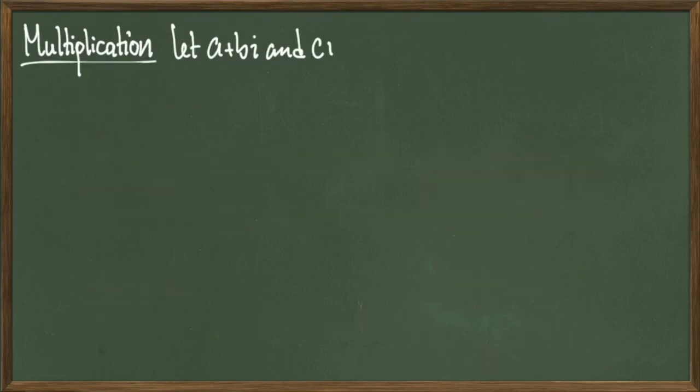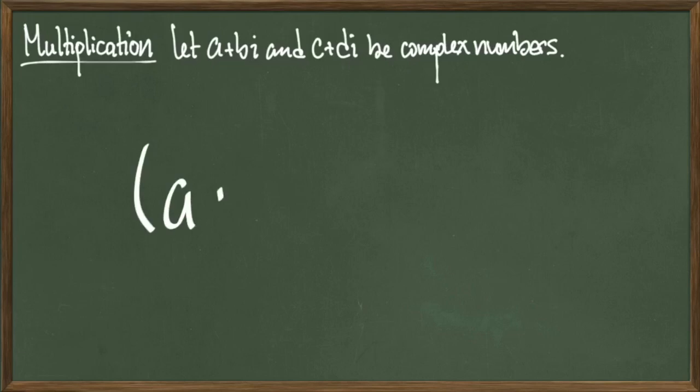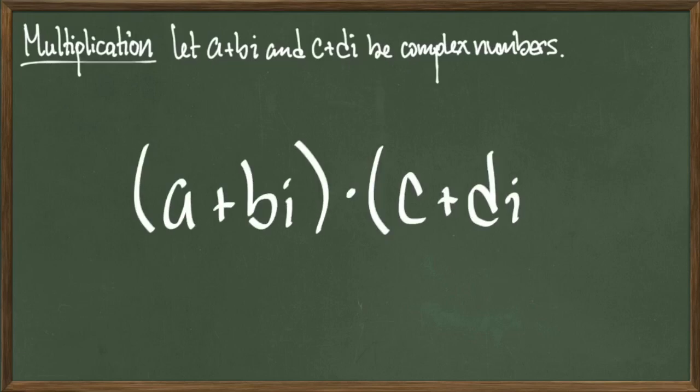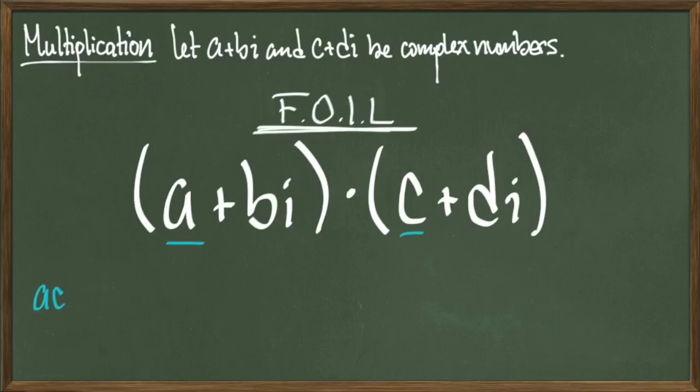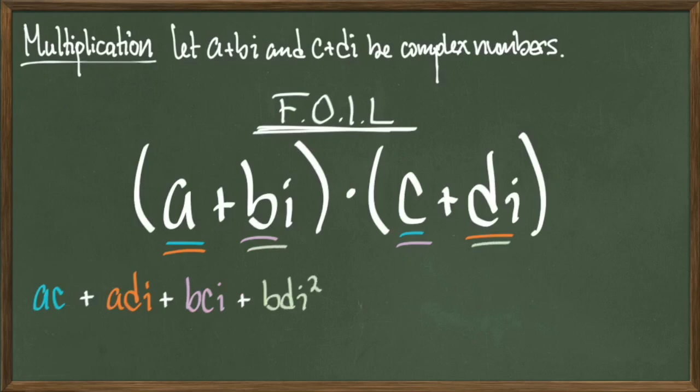So let a plus bi and c plus di be any two complex numbers. To multiply these numbers, set it up like so. Since we're multiplying two quantities that each are their own individual sums, we will use the FOIL method to carry out this multiplication. The first terms are a and c, the outer terms are a and di, the inner terms are bi and c, and the last terms are bi and di. So this is exactly the FOIL method that you would see if you were multiplying two linear polynomials.